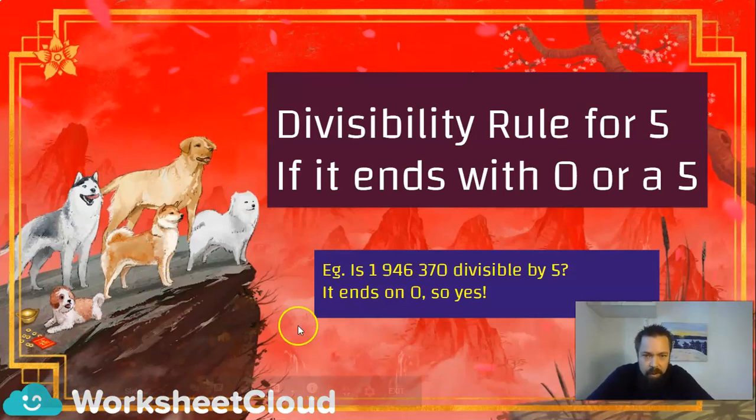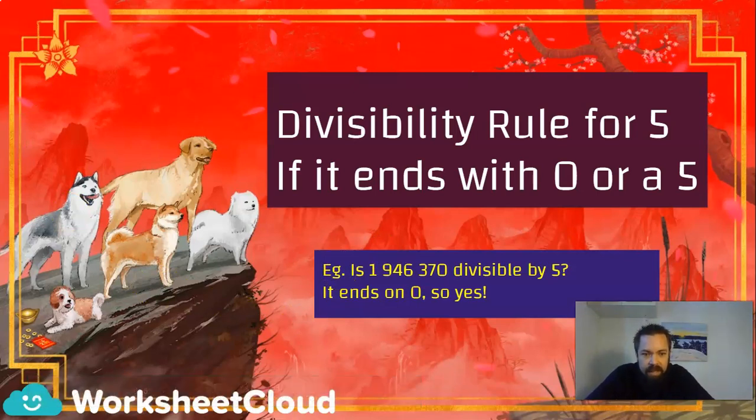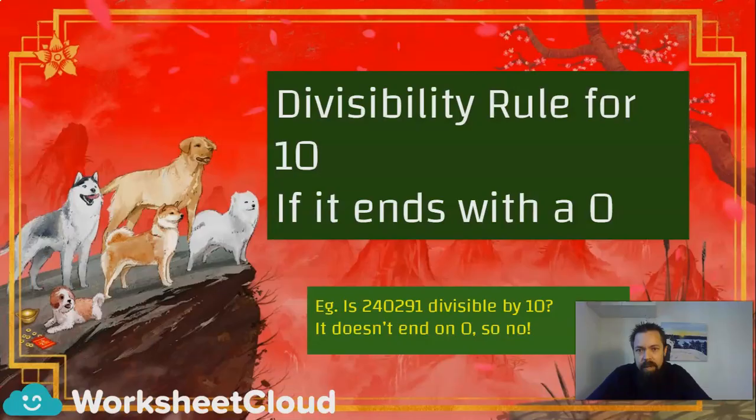So I gave you the example. If we get the number 1,946,370, and we want to check if that is divisible by 5, I can ignore all of these digits, just check the last one. It's a 0, so the whole number is divisible by 5. If it was a 5, the whole number would also be divisible by 5.